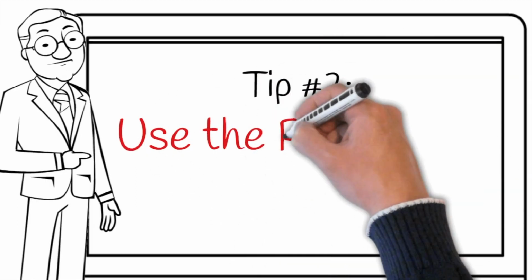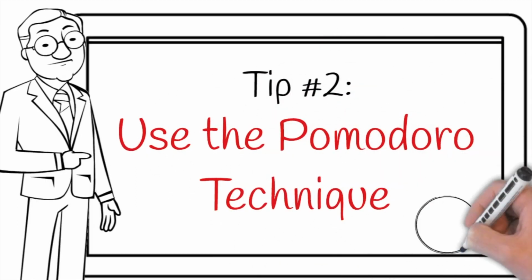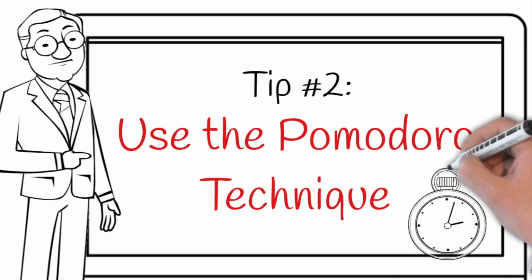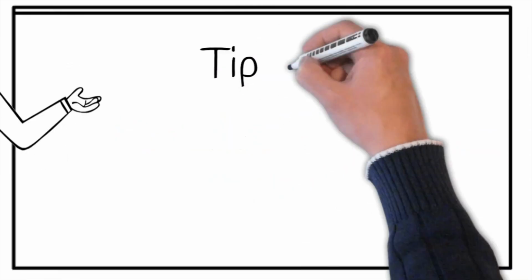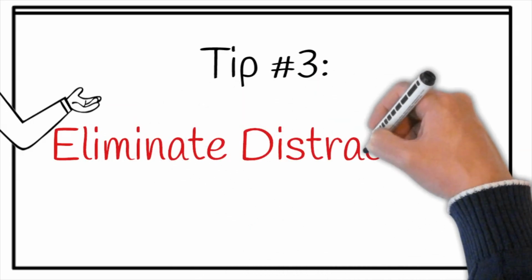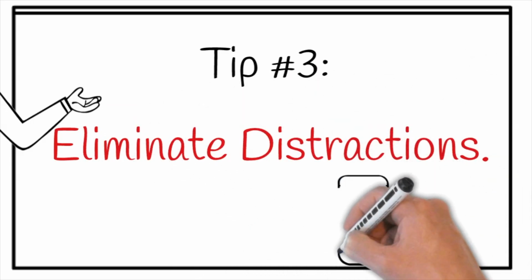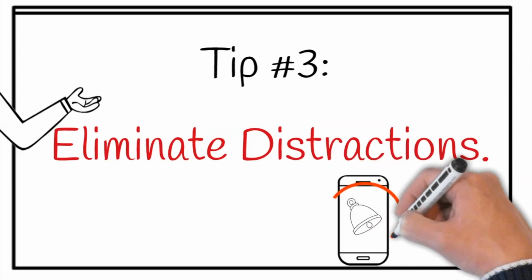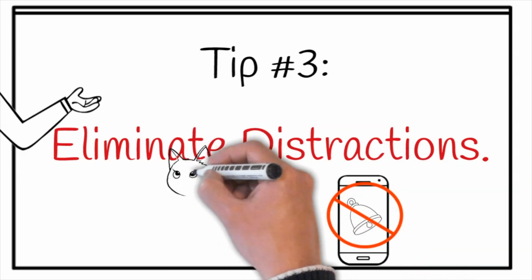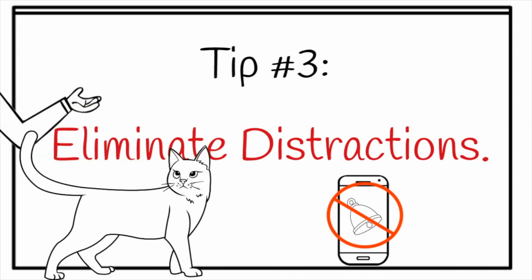Use the Pomodoro technique. Set a timer for 25 minutes and focus on a single task until the timer goes off. Take a short 5-minute break before starting another session. This helps you maintain focus and reduces the temptation to procrastinate. Eliminate distractions. Create a dedicated workspace where you can focus on your tasks without interruption. Turn off notifications on your devices and set specific times to check emails and social media. By controlling your environment, you can stay focused and get more done.